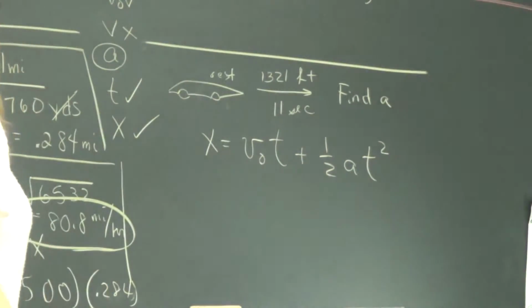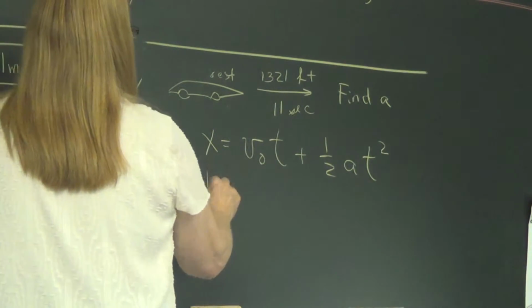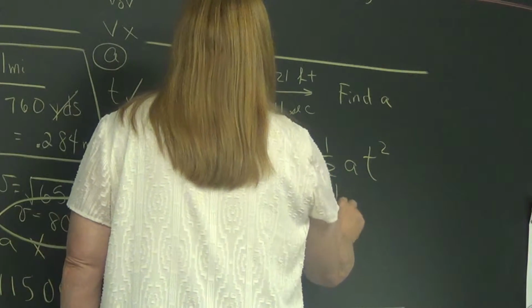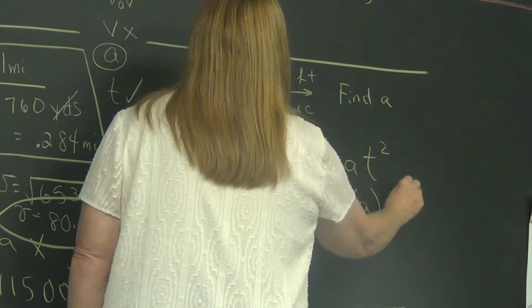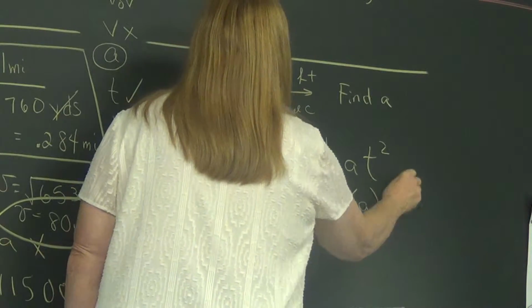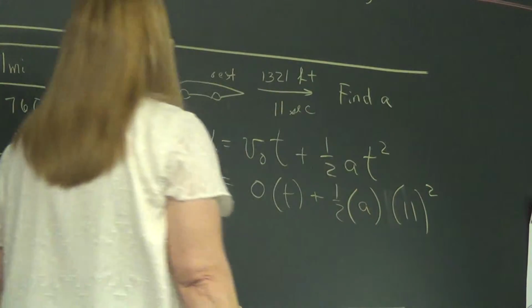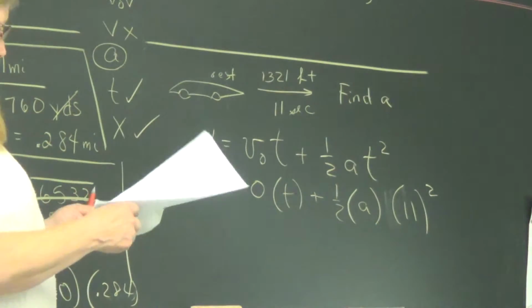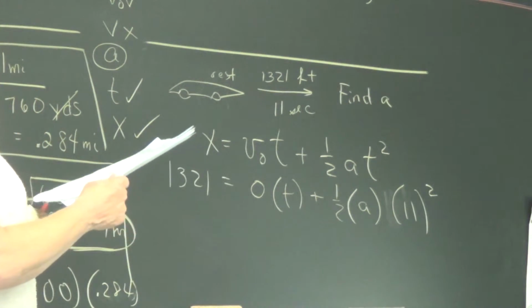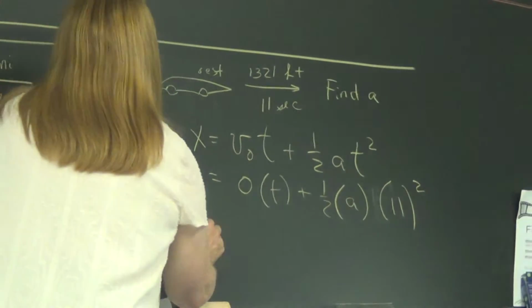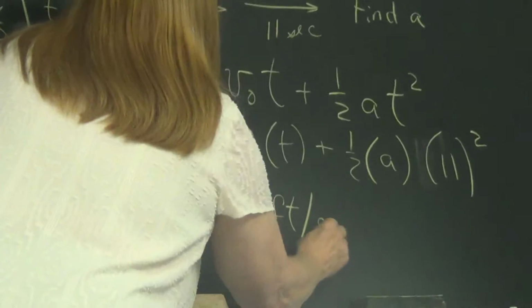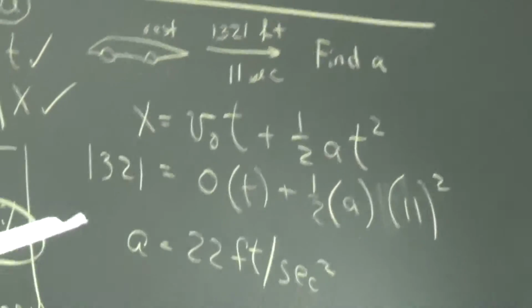All right, so putting in the numbers appropriately. This zeroes out, so I won't even put in the time. One half acceleration is what I'm looking for, and time is 11 squared. So I took 11 and squared it, took half of that, and divided 1321 by it. So when I did that, I finally got an acceleration of 22. Anyone agree? Confirm? Yes? Okay.